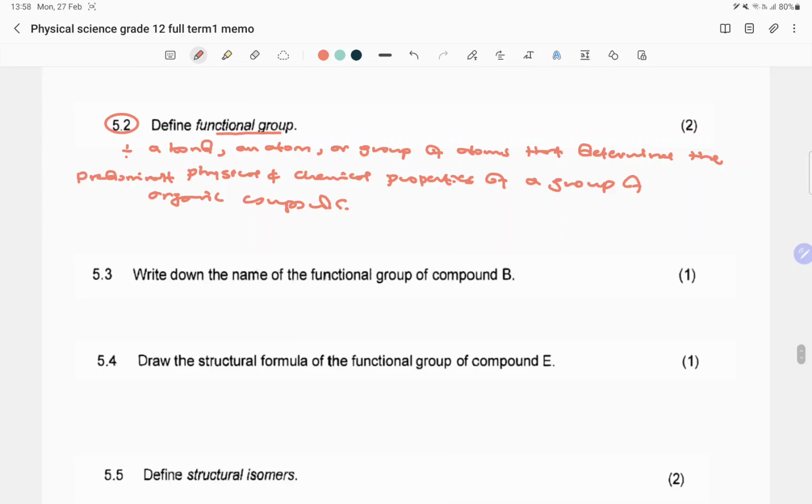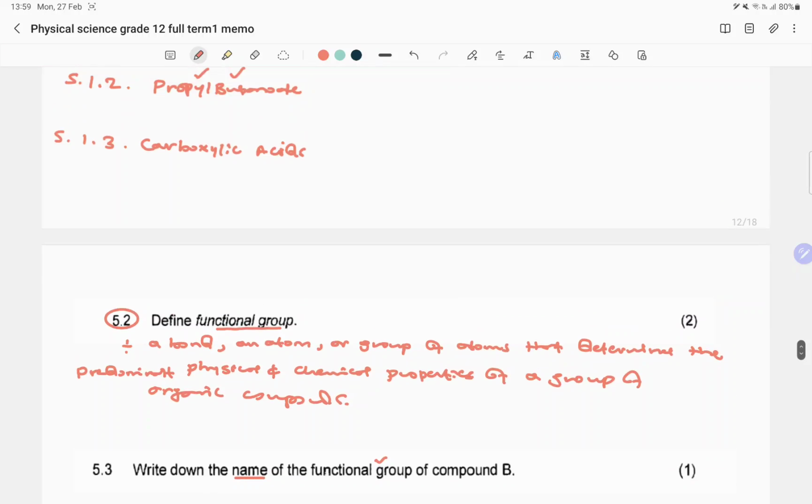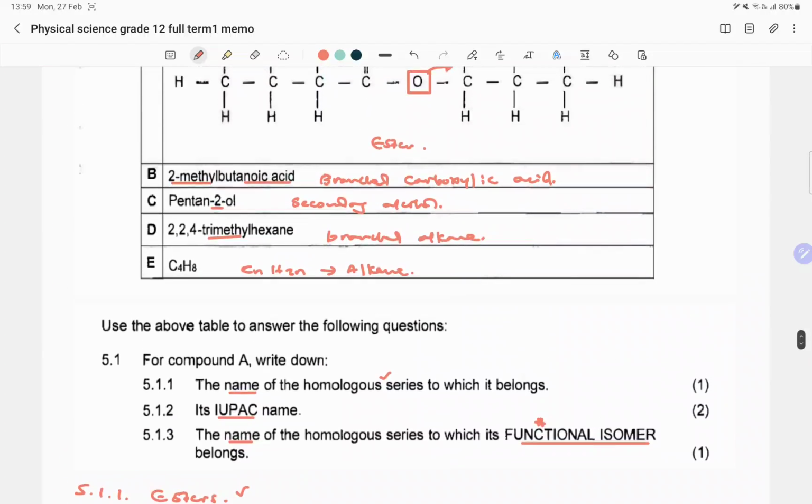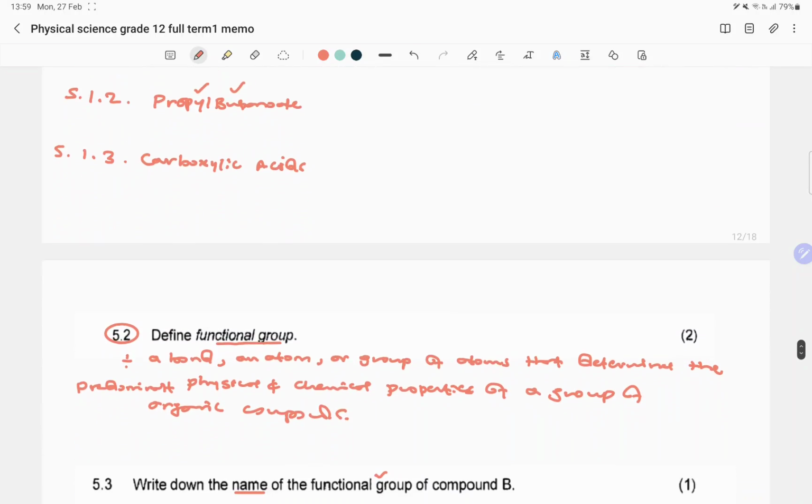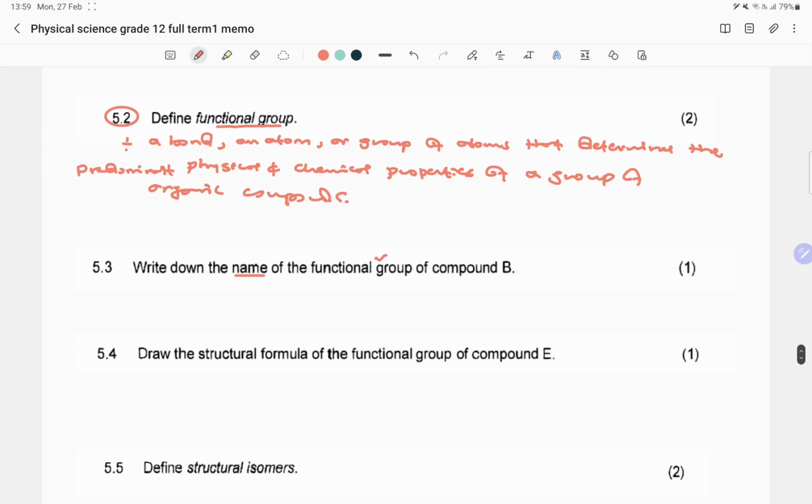Okay, write down the name of the functional group of compound B. Now compound B is carboxylic acids. So now we want the name of its functional group. Now the functional group of carboxylic acids is what we call the carboxyl. Carboxyl group, okay, or the carboxyl ion.